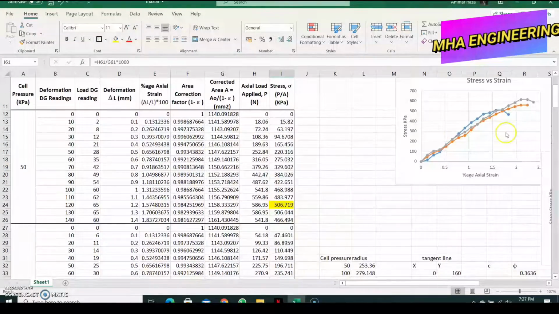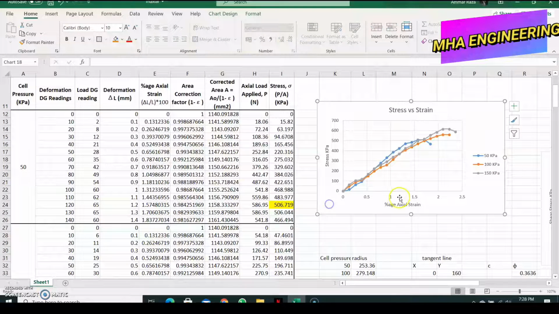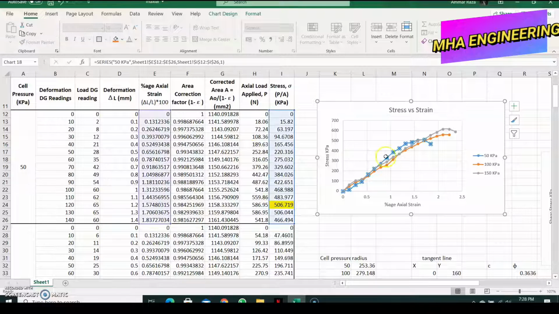One thing we do that's pretty straightforward, that we did in the previous experiment as well, is make a graph of stress versus strain. On our x-axis we have our axial strain, on our y-axis we have our stress. So what we have to do is select the data for axial strain and stress, and we get 3 curves because we have 3 cylinders. So this is just a side-by-side comparison for all of them.